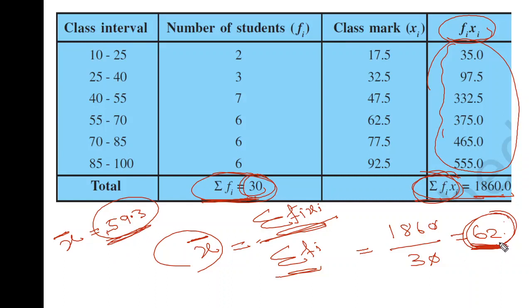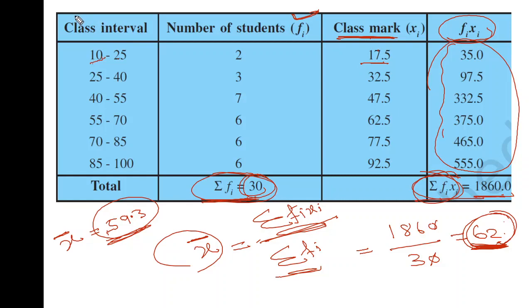The deviation has arisen because in this case we are using the class mark. That means for 10 to 25, this is not an exact number. We are taking a class mark only. But in the previous section we were taking the exact numbers.